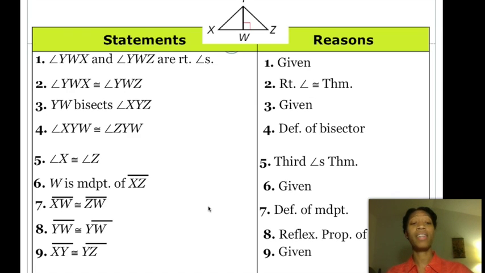So now I have stated that all the angles are equal and all the sides are equal, and that is the definition of congruence. So now I can reach my conclusion at the end and say that triangle XYW is congruent to triangle ZYW by the definition of congruent triangles.